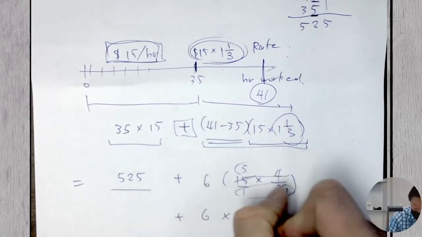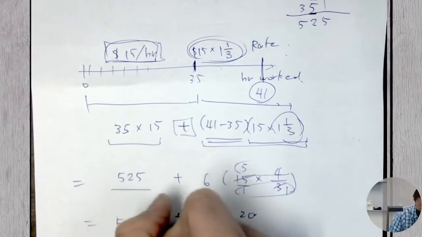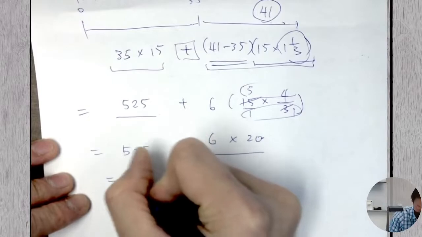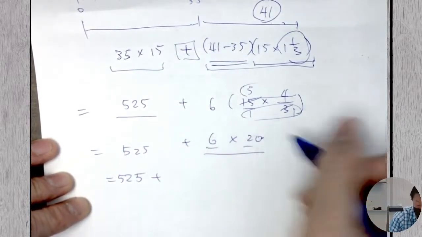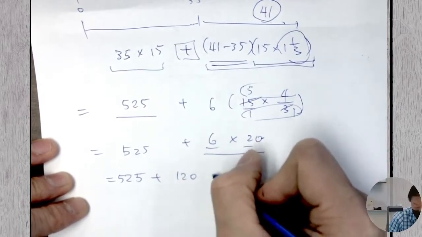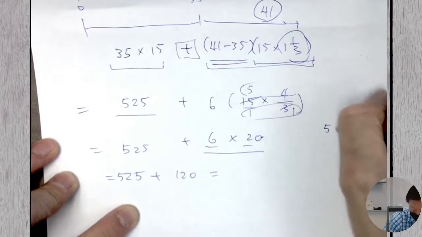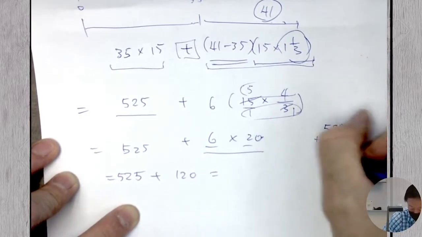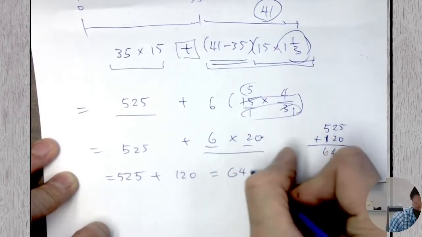So I have 6 times 20 here for the second part, and the first part, just write it down again. 525 plus 6 times 20, 120. And if you can't do this in your head, just do some extra work, it's fine. 5 plus 0, 2 plus 2, 5 plus 1, add it down. 645.